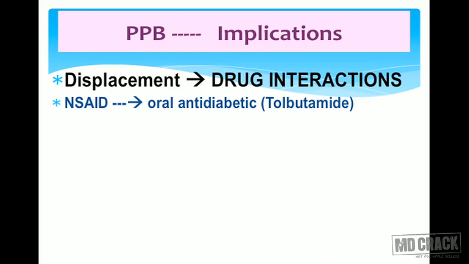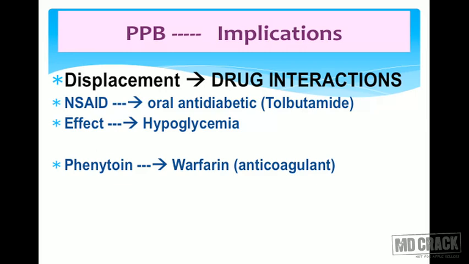Let's imagine, for example, a patient is receiving an oral anti-diabetic drug called tolbutamide for diabetes mellitus. And this patient gets some pain, some inflammation, some swelling, and gets an NSAID, a non-steroidal anti-inflammatory drug. This NSAID is likely to displace tolbutamide. It's an oral hypoglycemic agent. It's supposed to decrease the blood sugar, and this patient's blood sugar will come down, which you never had imagined. This could happen. And the effect will be severe hypoglycemia.